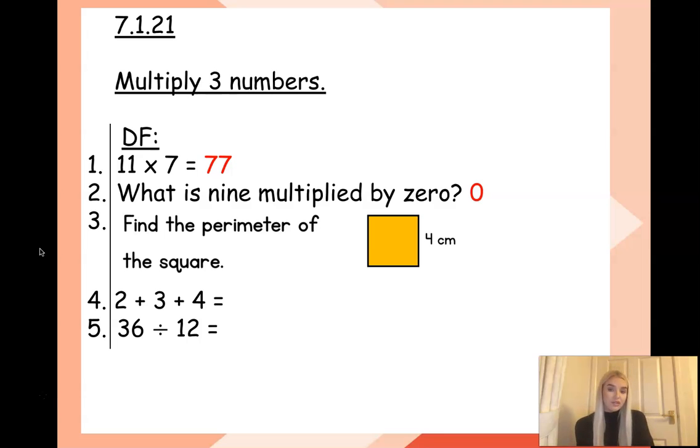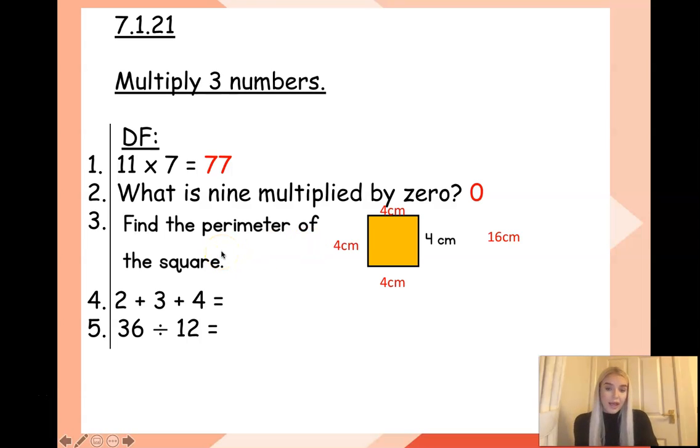Find the perimeter of the square, number 3. Well, we know that if it's a square, what do squares have in common? What is the rule or property of a square? Yes, all sides are the same length, which means what are these sides going to be here? All of them, 4. We know then we can add them together and get the perimeter of 16. Fantastic. Next one then, number 4.